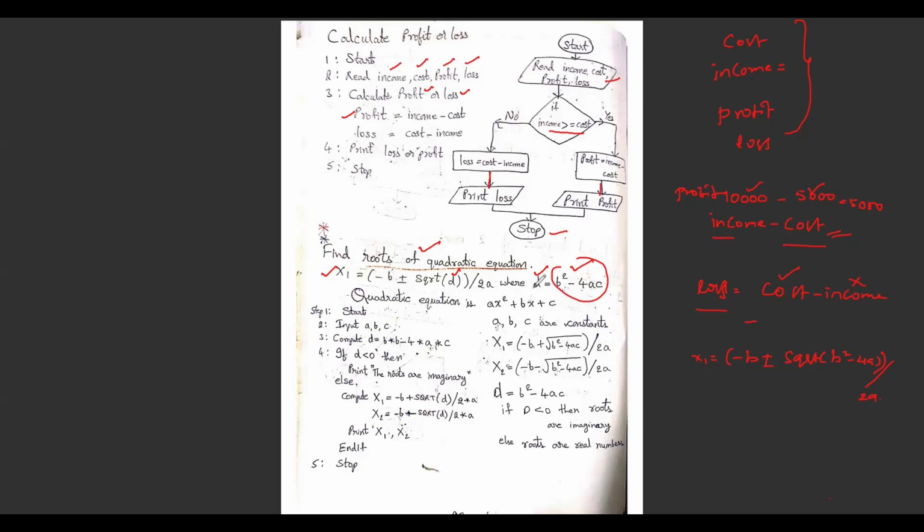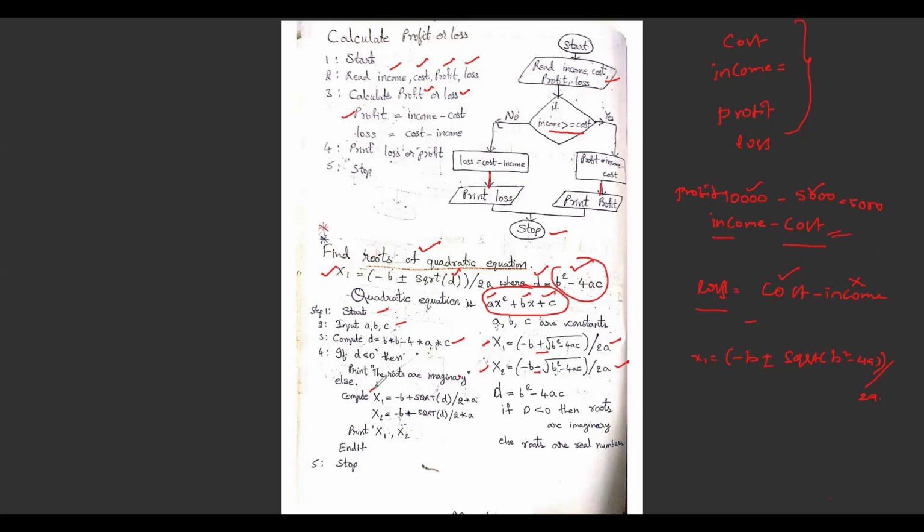So this is your quadratic equation, ax square plus bx plus c, where a, b, c are constants, and you have roots for that, x1 and x2. x1 will be plus, x2 will be minus. Okay, so this is how you're going to calculate. See, start, input, and this is compute. You're going to compute this formula, d equals b square minus 4ac. If that is less than 0, then roots are imaginary. First, you're going to check whether roots are imaginary or not. So if that d value is less than 0, then roots will be imaginary.